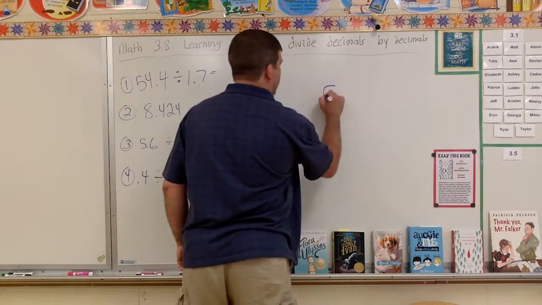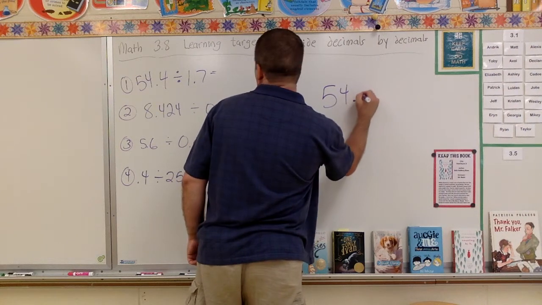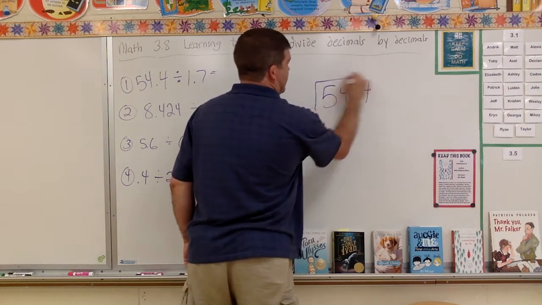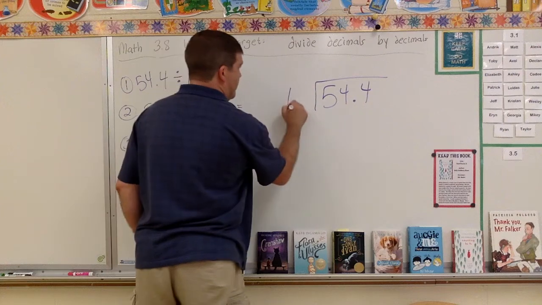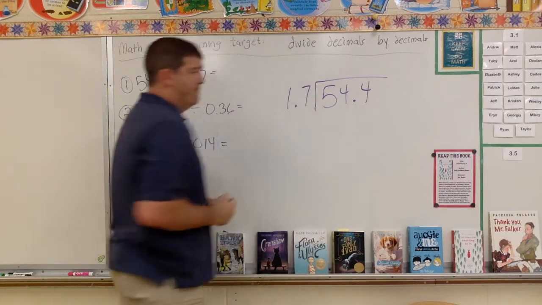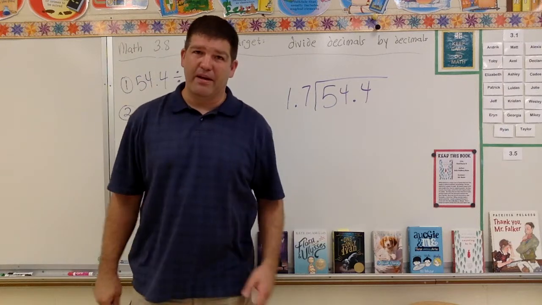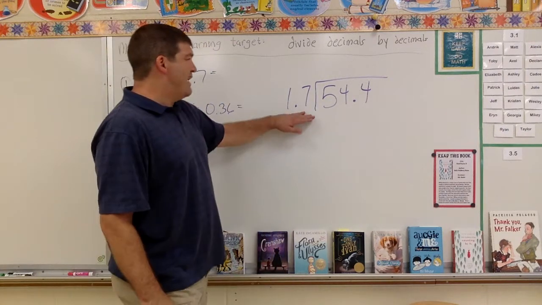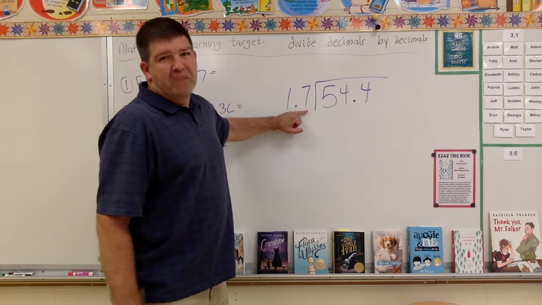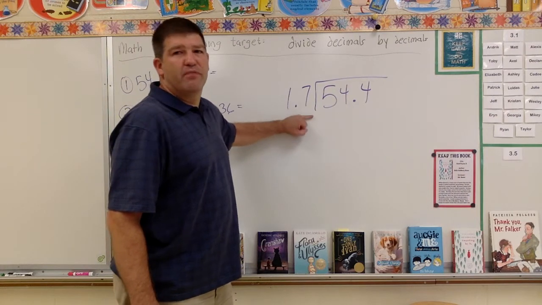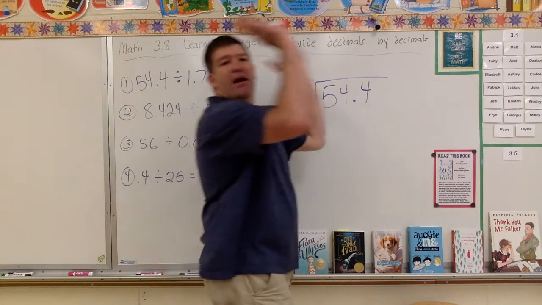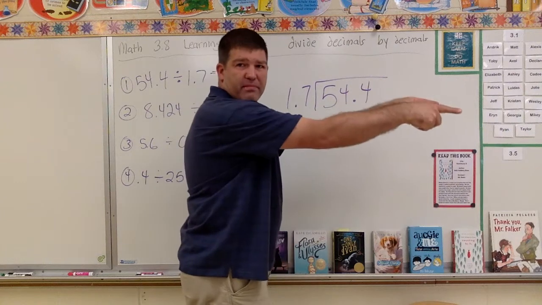Okay, so the 54.4 goes in there, and it's divided by 1.7. Okay, so let's deal with the decimal first. Let's get this decimal out of the way. Now, I don't like a decimal here. I don't want it here. I got to get decimal free here. So I'm going to get them out, moving them out, taking them that way.